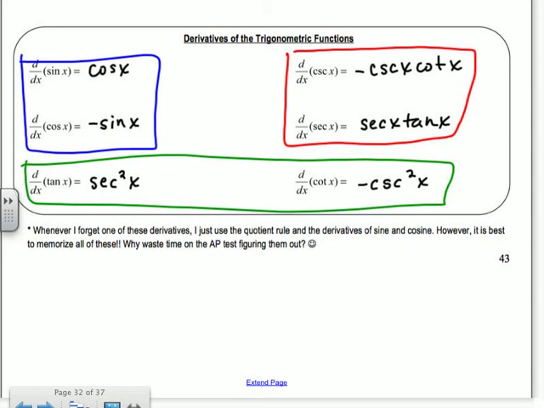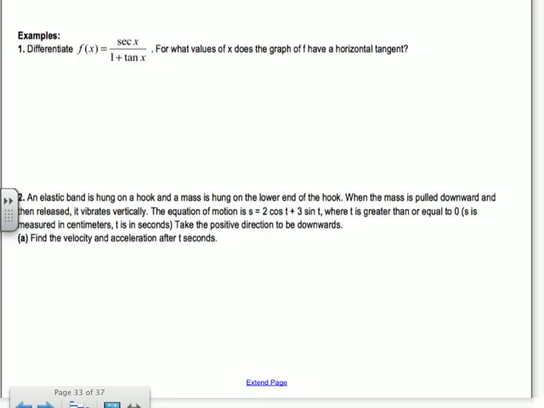So use those patterns. Okay, so I said whenever I forget these derivatives, I just quickly use the quotient rule and derivative of sine and cosine. However, you don't want to do that. Why waste time on your AP test figuring them out? Okay, differentiate f of x equals secant x over 1 plus tangent x.